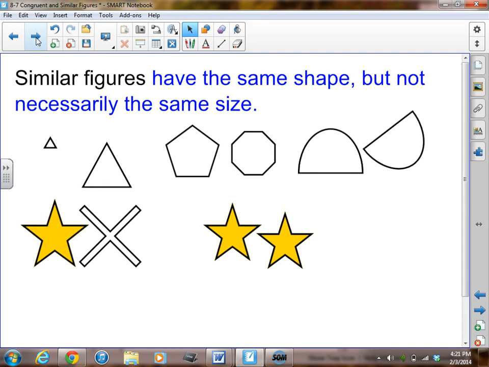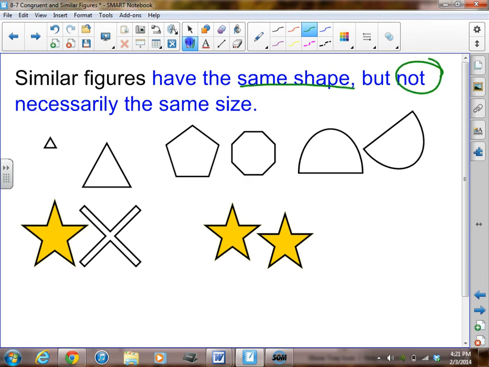Now let's look at similar figures. Similar figures have the same shape, but not necessarily the same size. So that means it can be bigger or smaller, just as long as they're the exact same shape. So same shape, but not necessarily the same size.